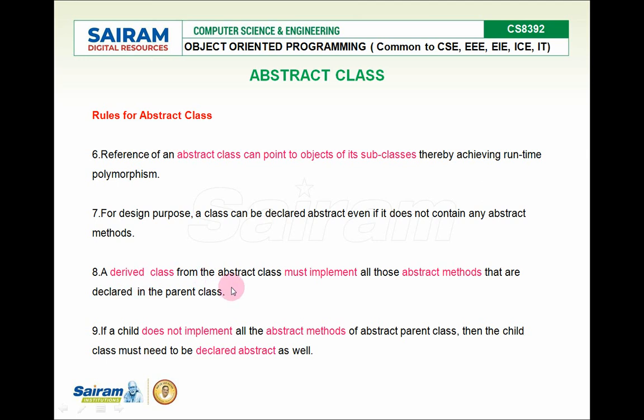A derived class from an abstract class must implement all the abstract methods that are declared in the parent class. If a child does not implement all the abstract methods of a parent class, then the child class must be declared as abstract. So a grandchild class can implement all the methods of the parent class and the grandparent class. In multilevel inheritance, grandparent, parent, child: if grandparent and parent are abstract, the child class can implement all the methods. That is the point. So these are all the rules for the abstract class. We'll see an example.